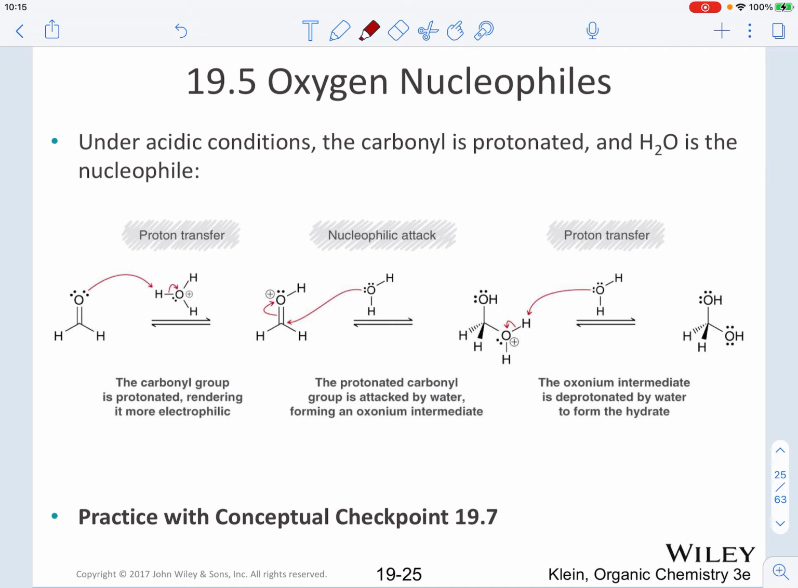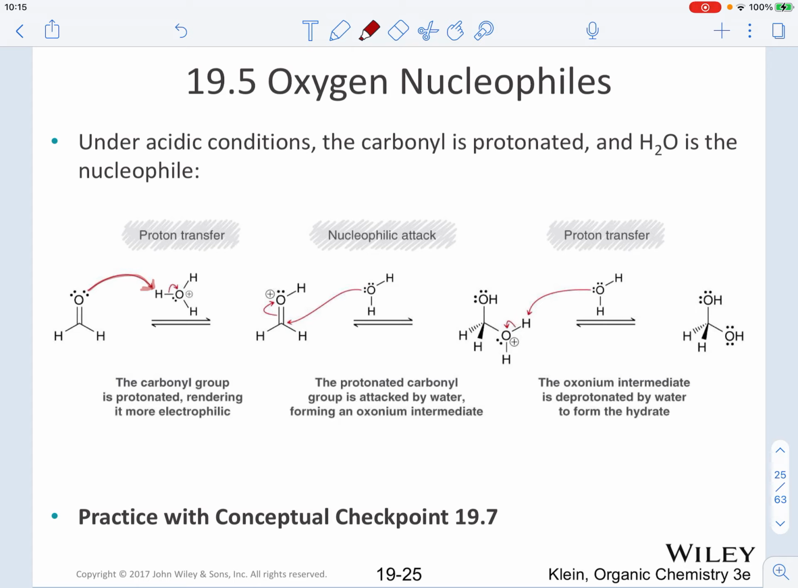Understand that when we have oxygen nucleophiles under acidic conditions, specifically, the carbonyl is going to be protonated, and then water is going to be our nucleophile. So to describe that mechanism, in the first step of the reaction, we're going to have the protonation of the oxygen in the carbonyl by hydronium providing a proton.